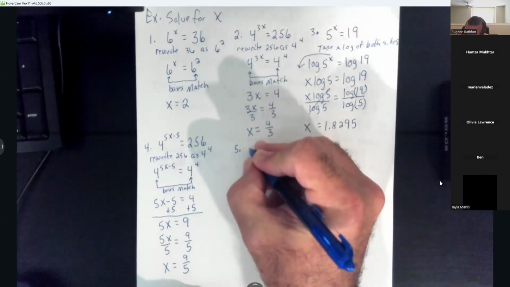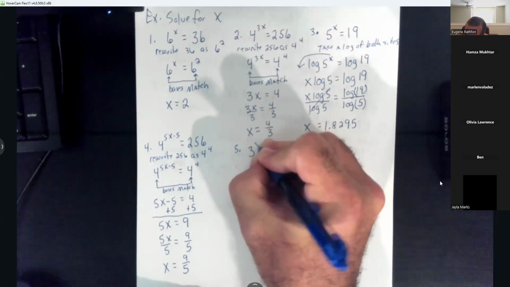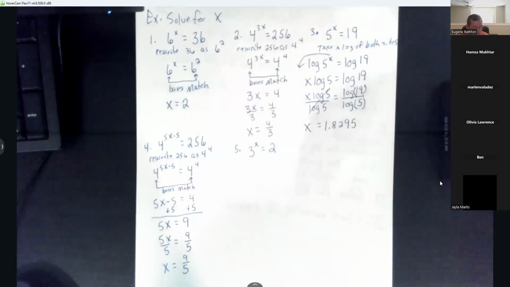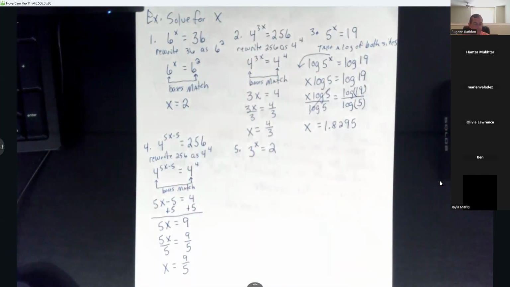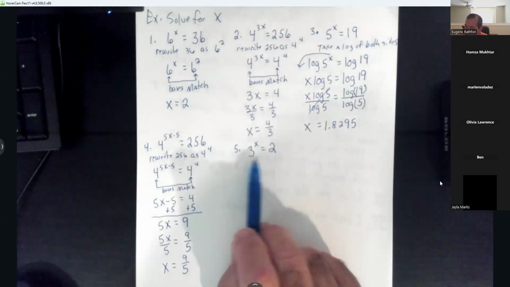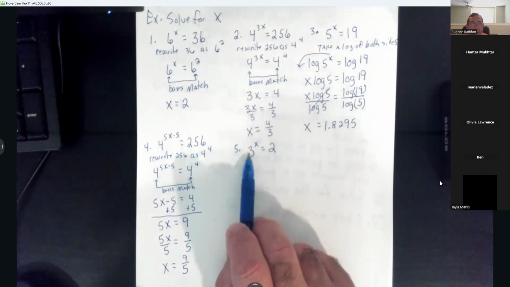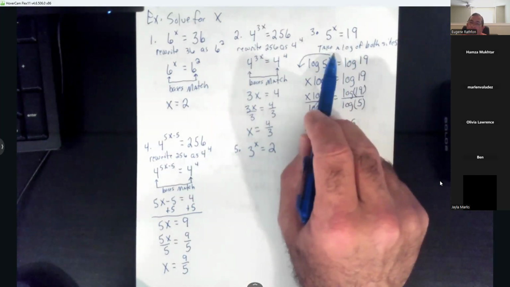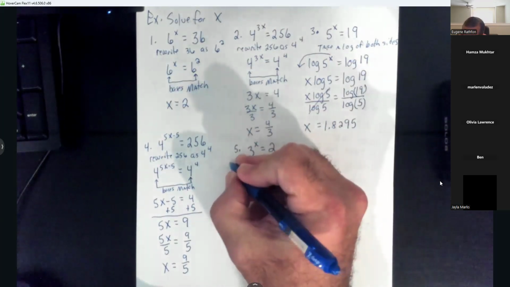So let's do another one with logs. 3 to the x equals 2. Alrighty, y'all, there's no way I can rewrite 2 using a base of 3, so I cannot rewrite this one. So I'm going to go up here like I did here, and I'm going to take a log of both sides.